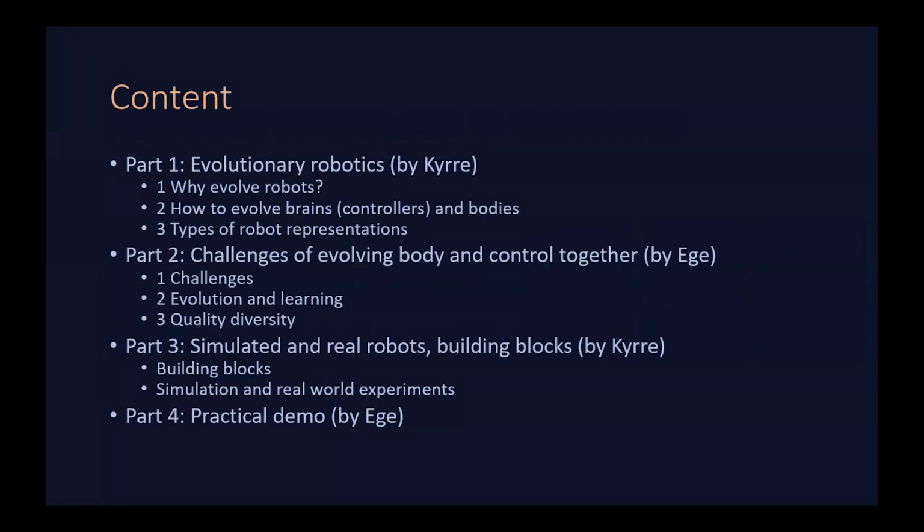So we thought we will divide this tutorial into two main parts in a way. First the theoretical part, where we'll go through some typical challenges and topics of evolving robot bodies and brains. And then we have the second part with a practical demo. Ege will walk you through our software system and show you how you can hopefully easily get some robot evolution experiments up and running.